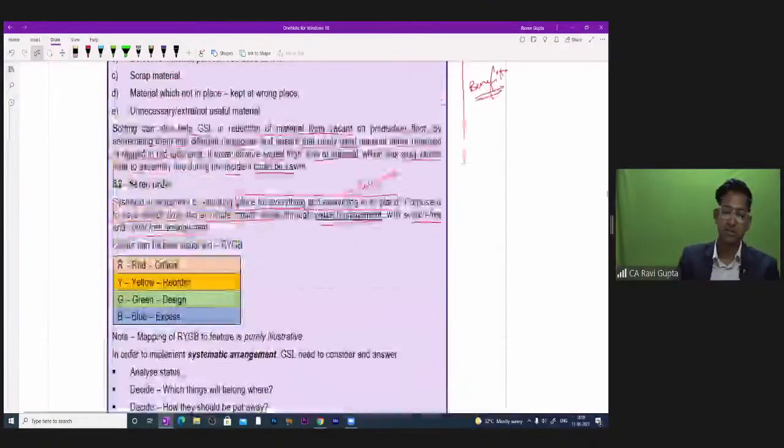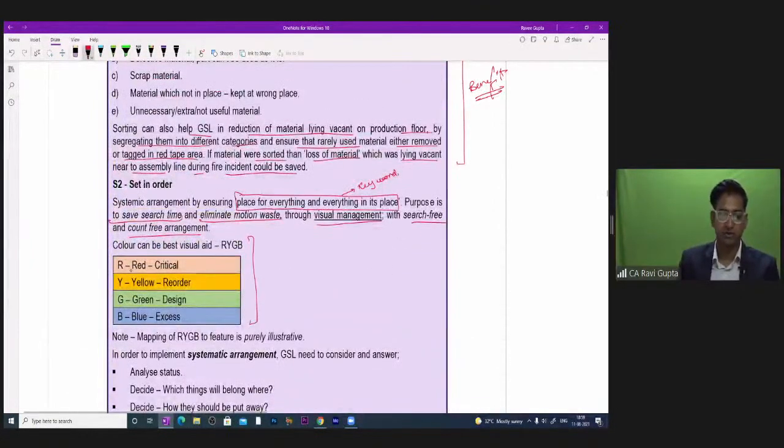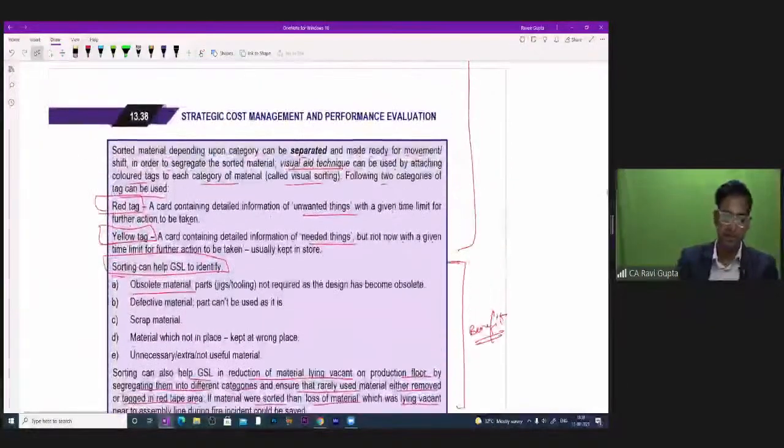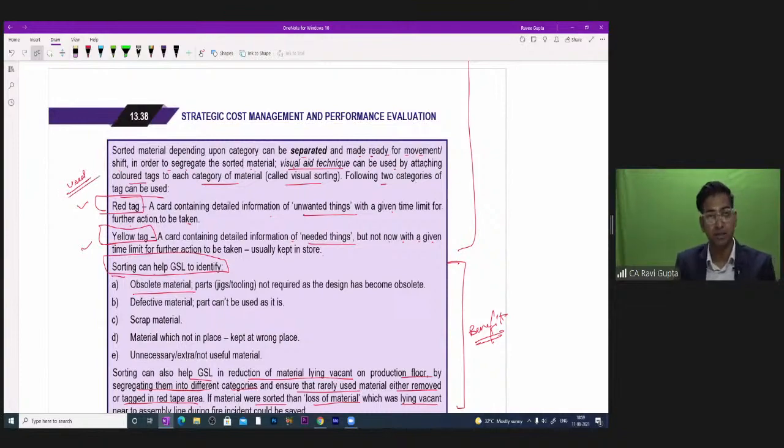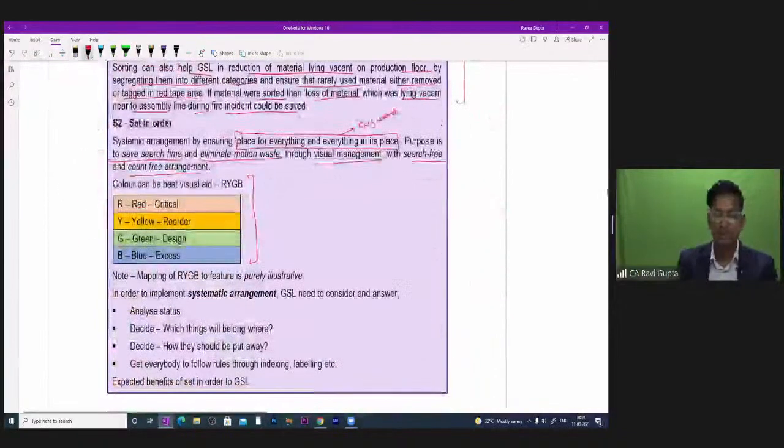See, this color scheme is illustrative. This was illustrative, but this is really used: a red tag and a yellow tag are really used. This is illustrative. So according to me, don't go again with the colors as visual aids.